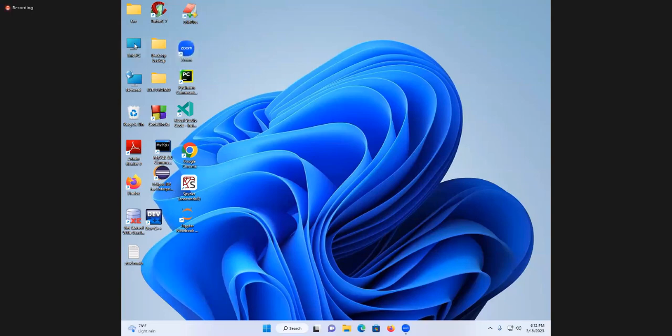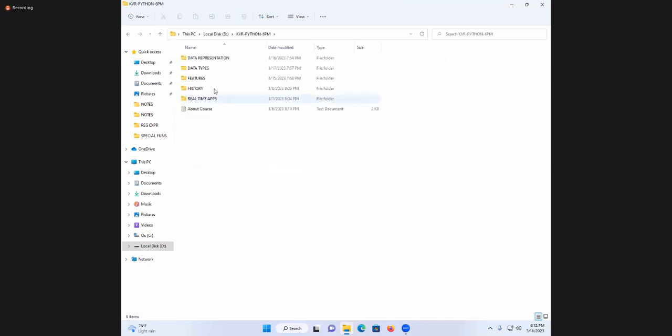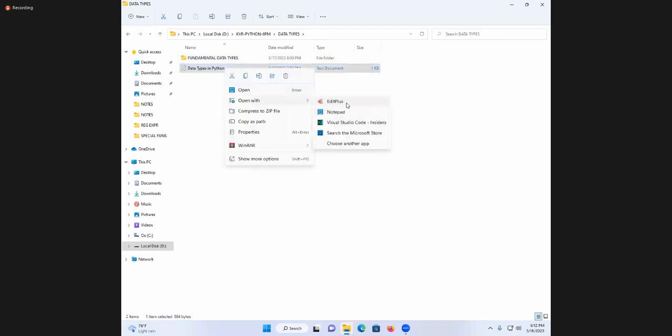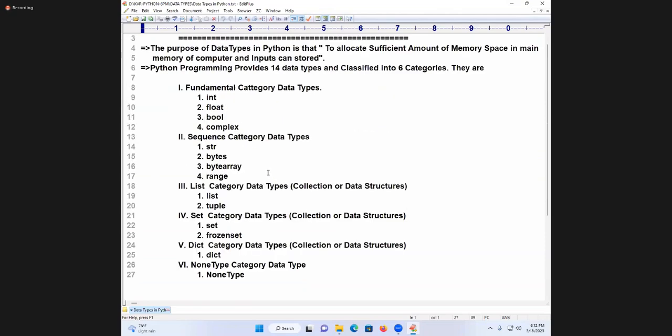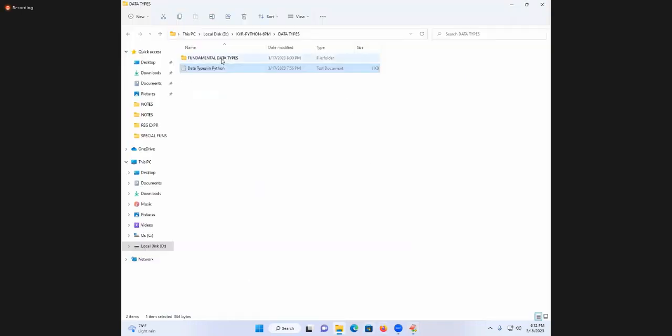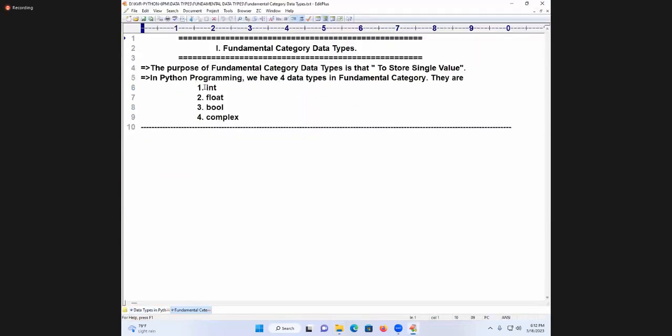I hope in the previous class we started with data types. In that I started with fundamental data types. There we have seen about 14 data types, and fundamental data types we started. In that fundamental category, there are 4 data types available: int, float, bool, and then complex. And there we started with what? Int.